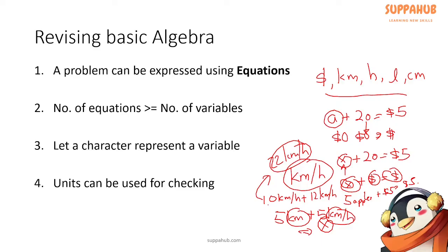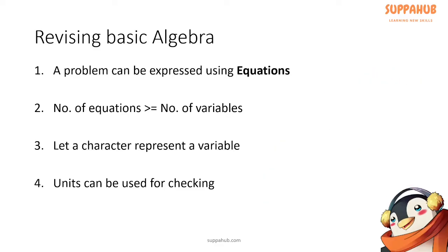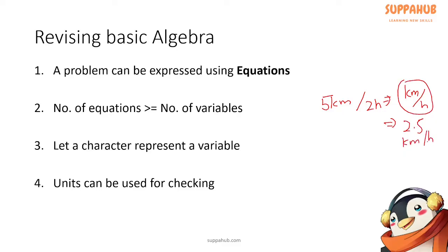Another example, let's erase this first. So what I mean by unit, for example, let's say I ask you to find speed, right? If you have 5 kilometers divided by 2 hours, that will give you km divided by h, so you will get speed, right? You get speed. That makes sense, right? Which is 2.5 kmh.